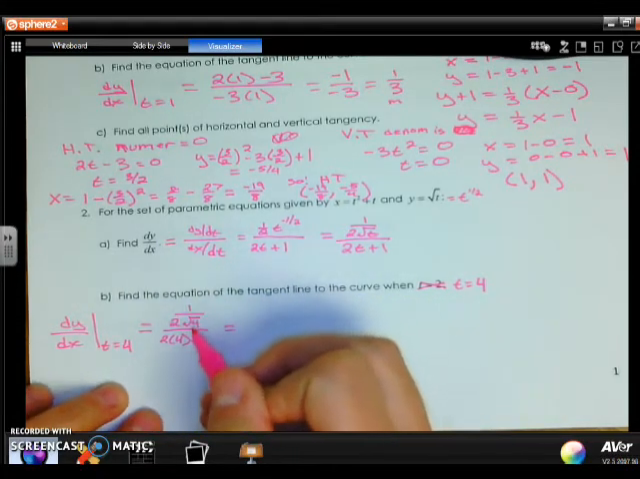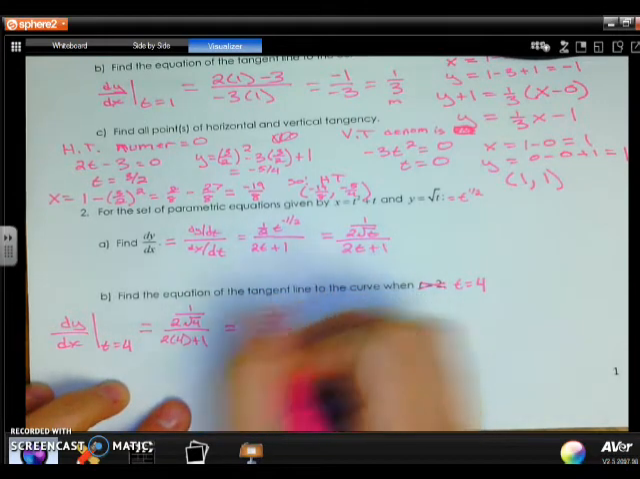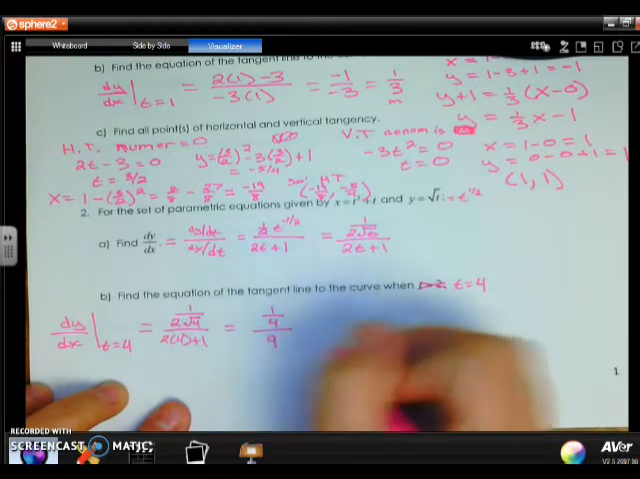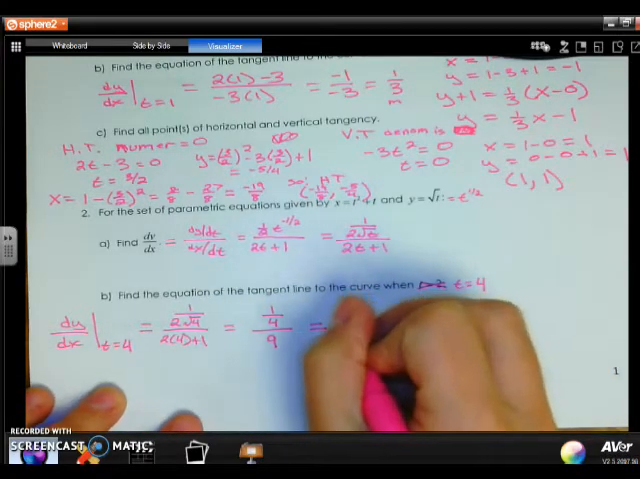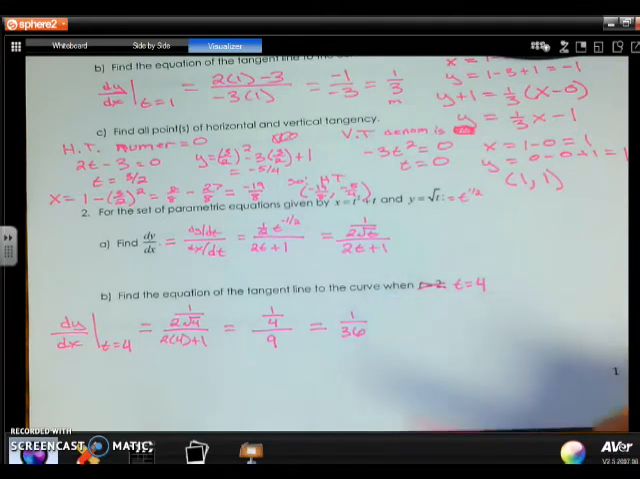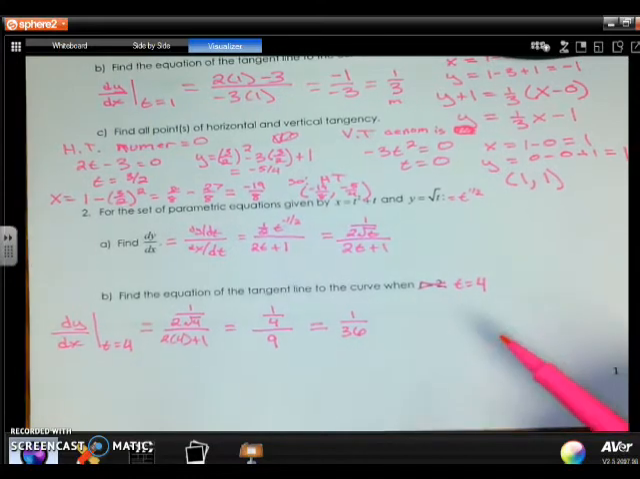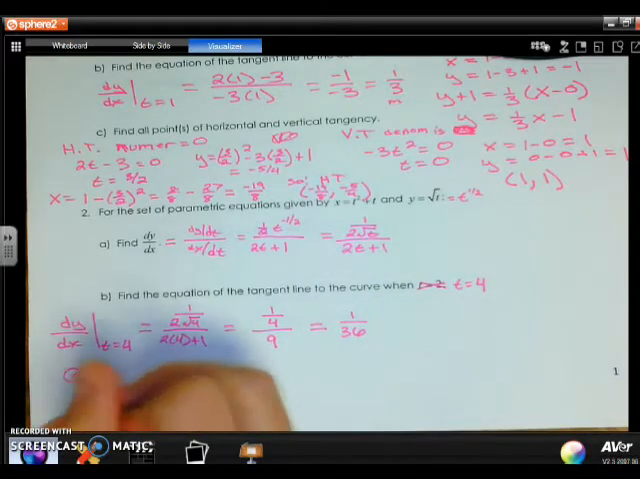So we're going to clean that up. So let's see, that's 2 times 2 is 4, so it's 1/4 divided by 9. And so you could do a keep change flip there. Basically, that ends up to be 1/36. Okay, so again, this is the m in my point slope formula. So for the point slope formula, I need to get a point. Notice I don't have a point anywhere, so I need to do a little bit of work to get the point.